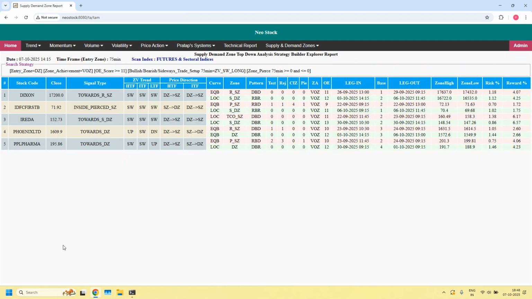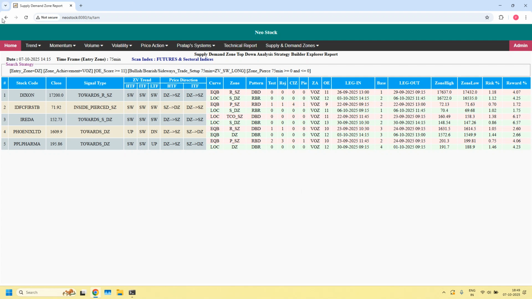We got 5 stocks supporting sideways long trade setup for weekly income trade, and all the entry time frame zones are 75 minutes demand zones. We got 5 stocks. And you should plan trades only if lesson 30.3 video checklist items are satisfied. Otherwise, higher chances of zone violation.